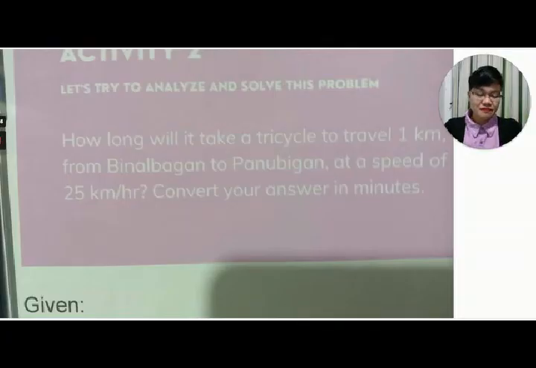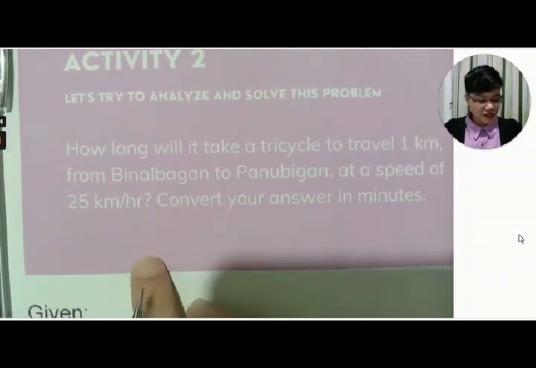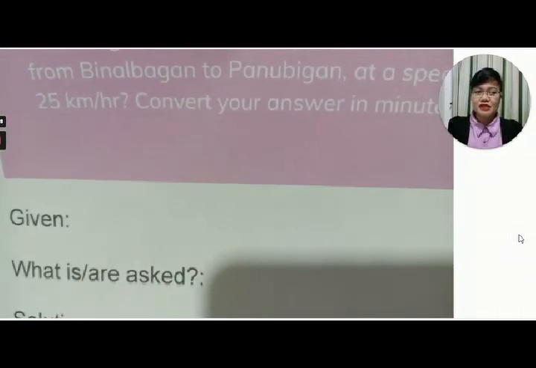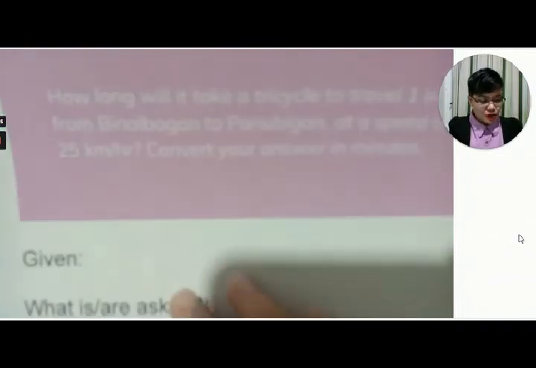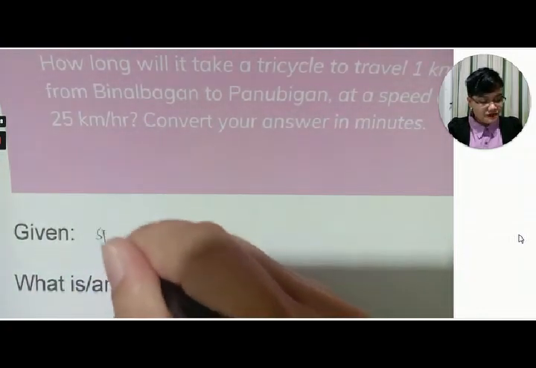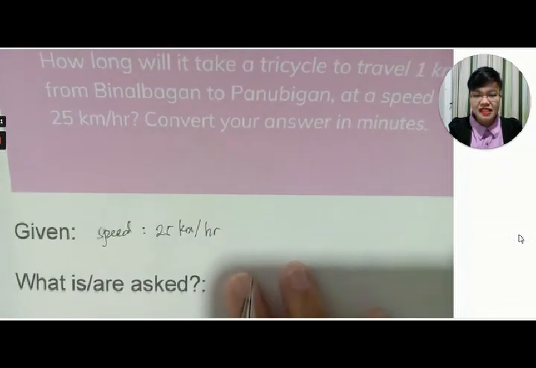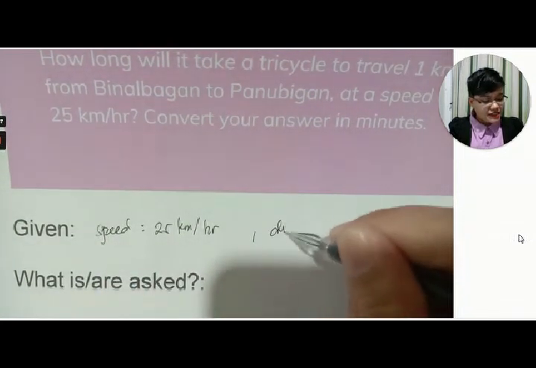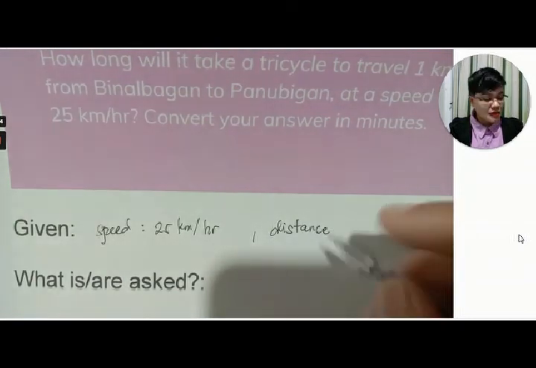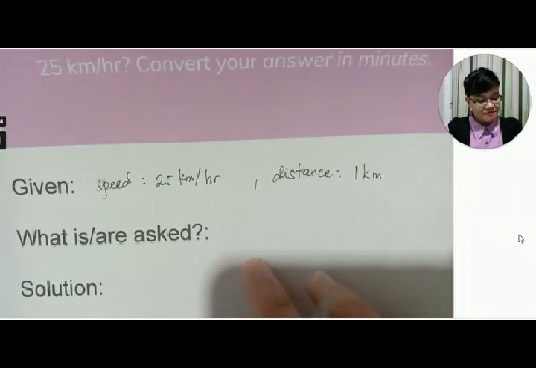For activity 2, the problem is how long will it take a tricycle to travel 1 kilometer from Binalbagan to Panubigan at a speed of 25 kilometers per hour? Convert your answer in minutes. So of course, if you already have the background knowledge on solving word problems, you simply have to find the given facts. You know that the speed of the tricycle is 25 kilometers per hour. That's the speed. And what else? The distance that you need to travel from Binalbagan to Panubigan is 1 kilometer. That is what you're given. What is being asked? Okay, how long?